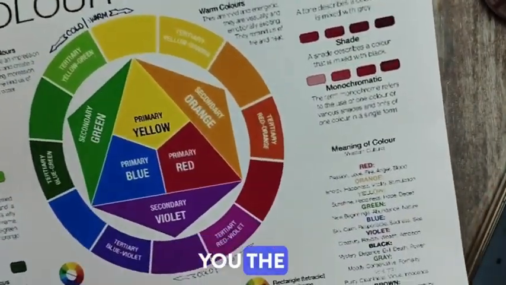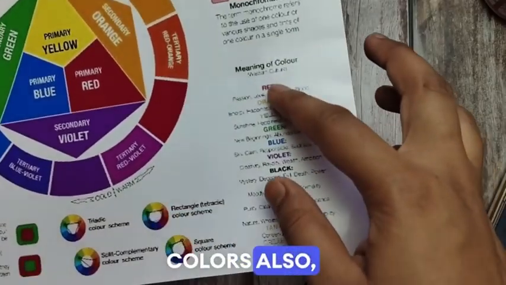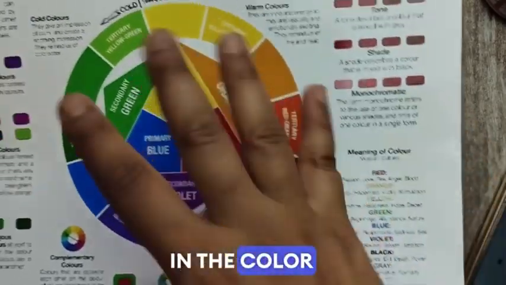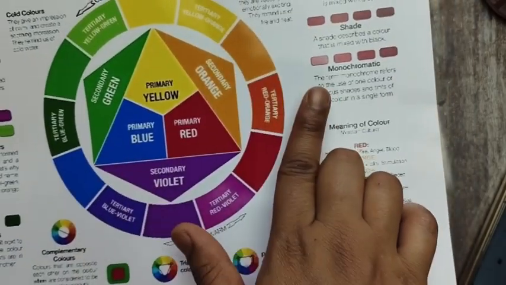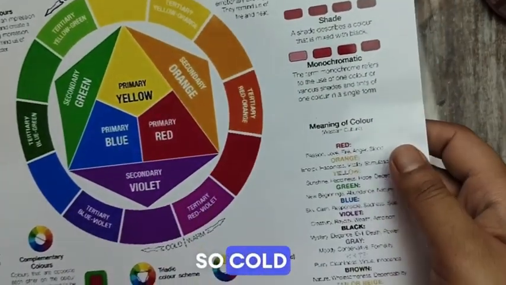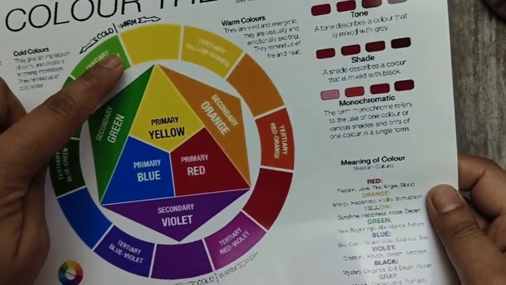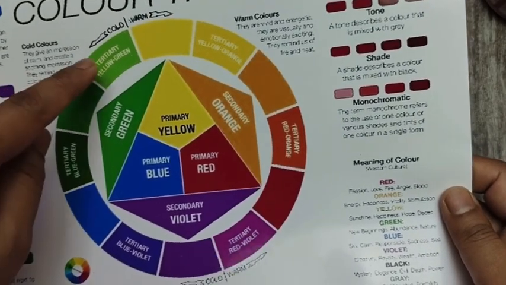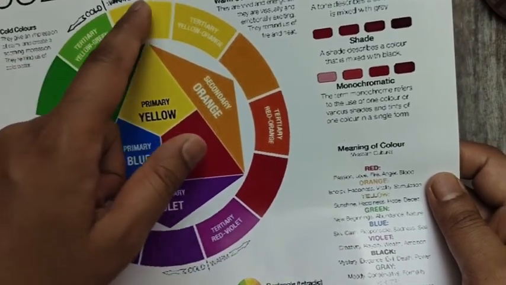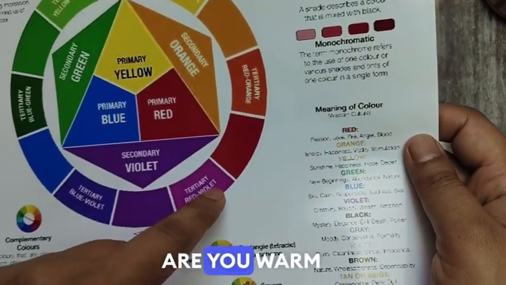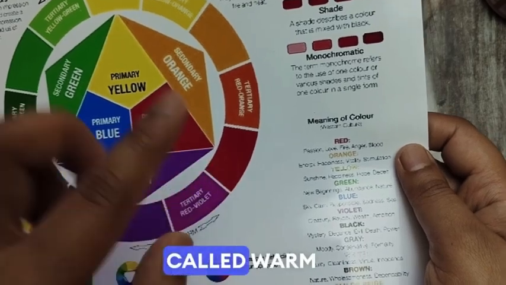Now I'll tell you the significance of the colors also. Like in the color wheel, we have some cold colors and some warm colors also. Okay, so cold colors are like green, blue, these are all cold colors, and yellow, orange, red are warm colors. Okay, these are called warm colors.